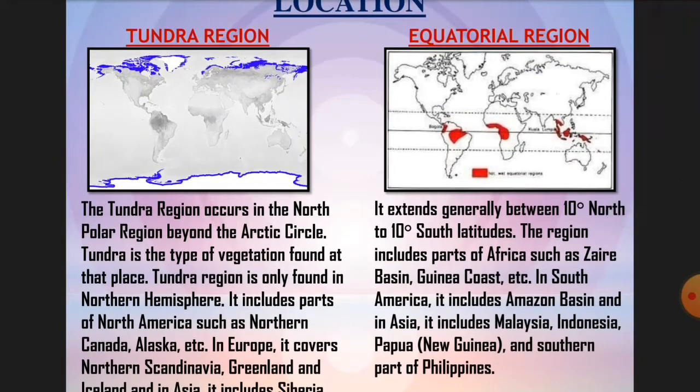Now what about Equatorial region? We have known that the region includes Africa's Congo Basin, Guinea coast, etc. In South America it includes Amazon Basin, and in Asia it includes Malaysia, Indonesia, etc.